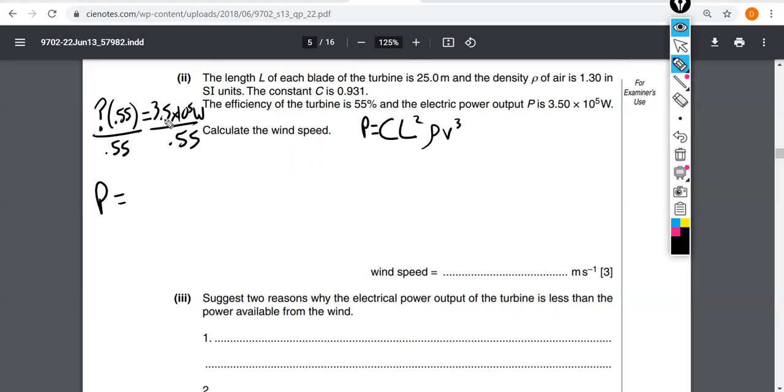So in your calculator, you can do 3.5 by 10 to the 5 divided by 0.55, and I think you get 63 repeating. So 63.6, that many watts of power. Okay. That's the power available in the wind if we're getting an output power of this, and we know that the turbine is 55% efficient.